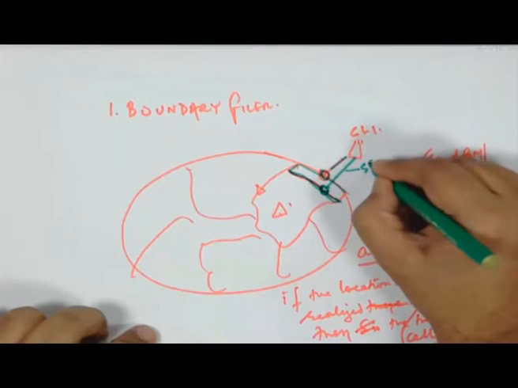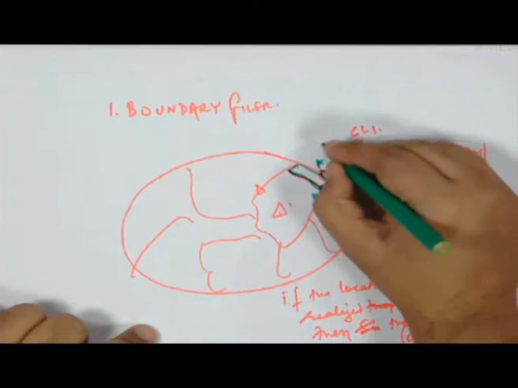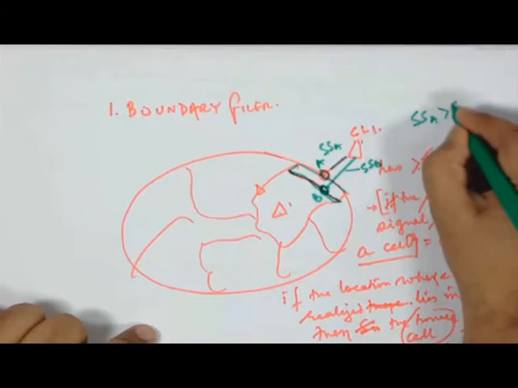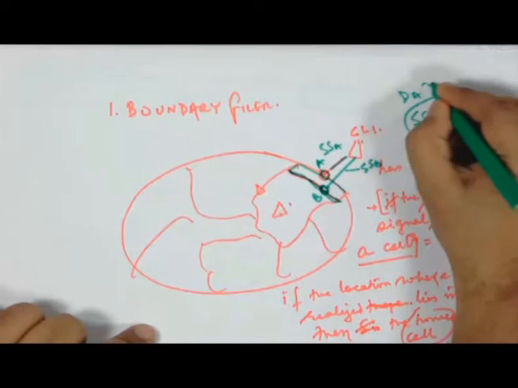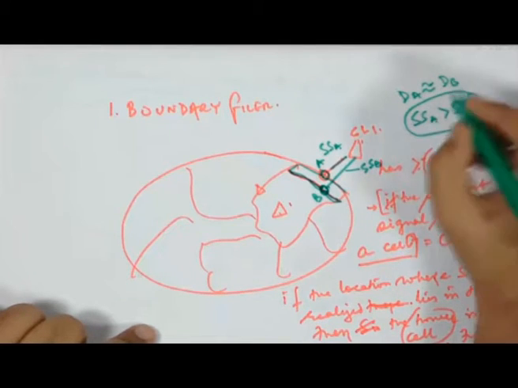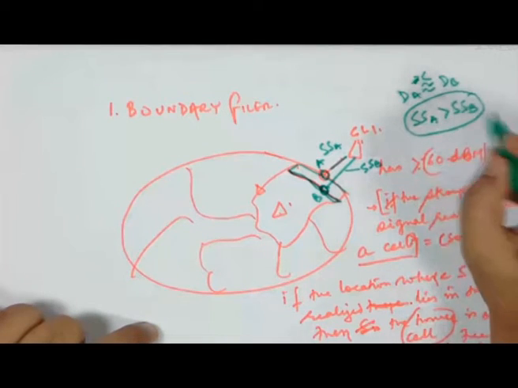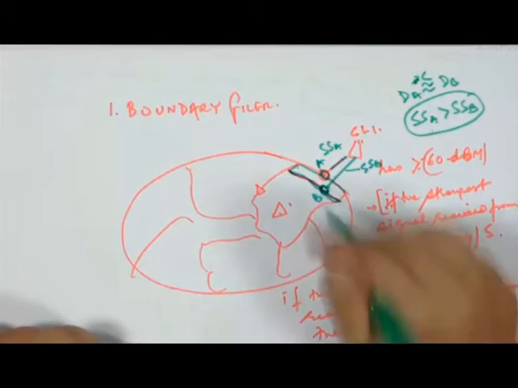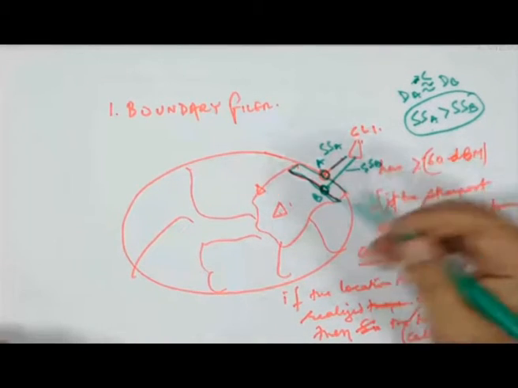If this is a point A and this is a point B, so SSA and SSB. There is no guarantee that SSA would be greater than SSB, because DA is roughly the same as DB. DA is a little greater than DB, or a little less than DB, but SSA may not be greater than SSB because of various environmental situations. When he is moving from this point, there was some wind, so the signal has gone down.